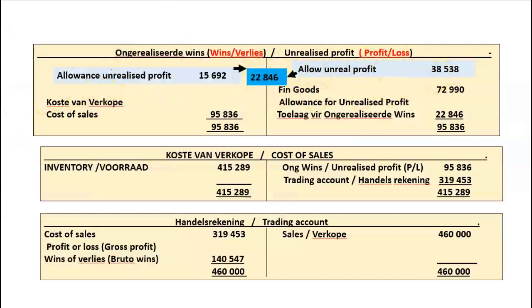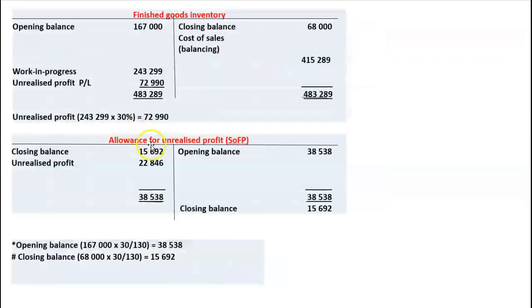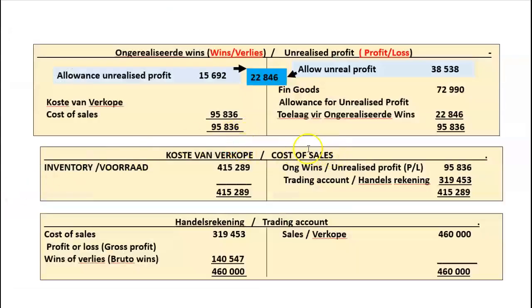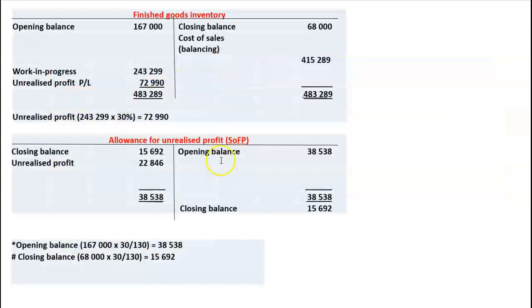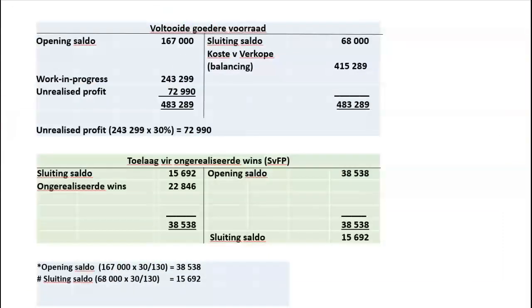Right. So, coming back here, what is going to be then cost of sales? Now, cost of sales is going to be the balancing figure in my finished goods account, 415,289. So I'm going to credit my finished goods 415,289, and I'm going to debit my cost of sales 415,289. And then I'm done with finished goods. My allowance for unrealized profit is being pumped up, so I'm happy with that one.